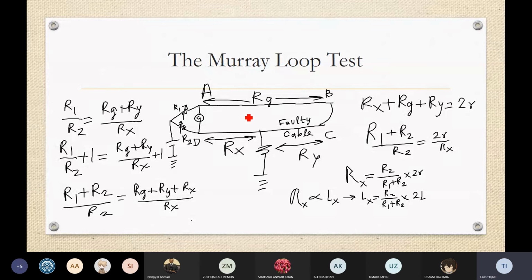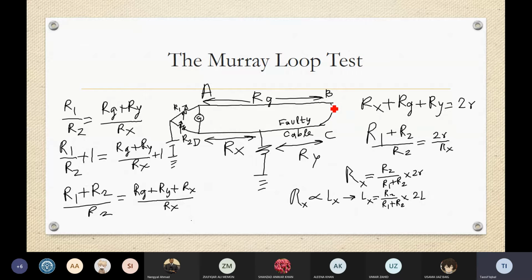So let's first look into what the Murray loop test is, in which we know the distance, we know the resistance, and there should be at least one cable which is not broken and does not contain any fault. Therefore, the other cable's faulty location we can find out with the help of that working cable. So in that scenario, we know the distance of the normal cable.